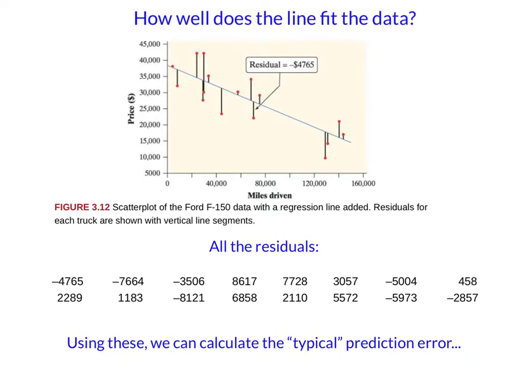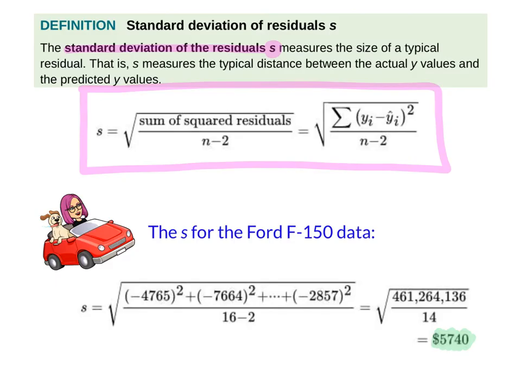Now, what if we took all of the residual values, which in fact, here are all of them, which you can actually find with your calculator. Go back to that last video. It'll show you how to do that. And we can take that knowledge of the actual residual measurement, positive, negative, whatever you want, and we can calculate the average or typical prediction error. And of course, that typical prediction error has a name and a letter associated with it, or a variable. So that's the standard deviation of residuals.